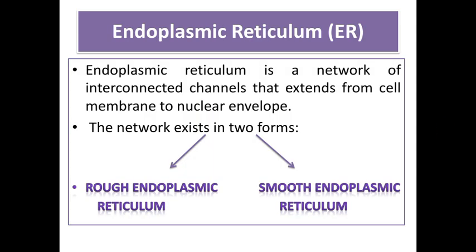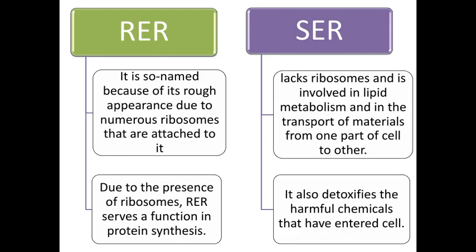Next is endoplasmic reticulum. This is a network of interconnected channels that extend from cell membrane to nuclear envelope. कि जो आउटर स्ट्रक्चर है सेल मेम्ब्रेन का वहाँ से एक्सटेंड होके ये न्यूक्लियर एनवेलप तक एक्सटेंड होता है. मीन्स कि ये कनेक्शन है सेल मेम्ब्रेन से न्यूक्लियर एनवेलप तक. And now it is of two types, rough endoplasmic reticulum and smooth endoplasmic reticulum.